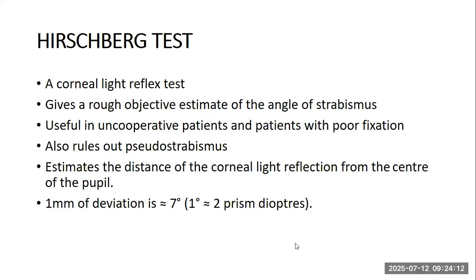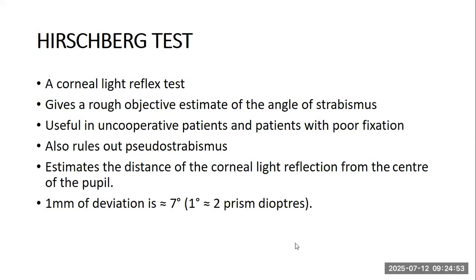So in this test, you project a light source to the eyes simultaneously. In normal eyes, you are expected to have the corneal light reflex slightly nasal to the central part of the cornea. For patients with strabismus, the corneal light reflex will be decentered, and depending on the position of the corneal light reflex, you are able to have an idea of the amount of deviation of this eye. So it gives a rough objective estimate of the angle of strabismus. It's useful in uncooperative patients and in patients with poor fixation. It also rules out pseudostrabismus.